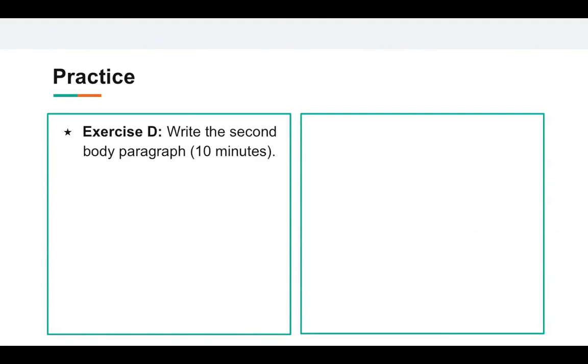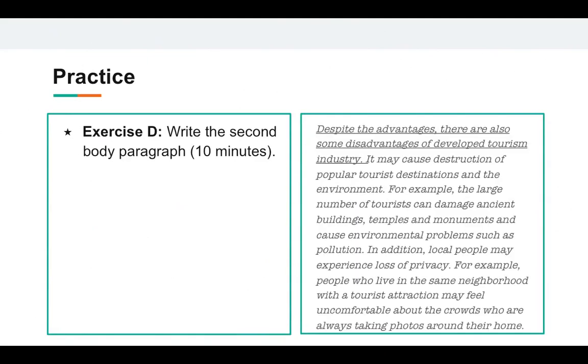Okay, here you can see the paragraph about the disadvantages of developed tourism industry. Now pause the video again and compare your disadvantages paragraph with the one on this slide.